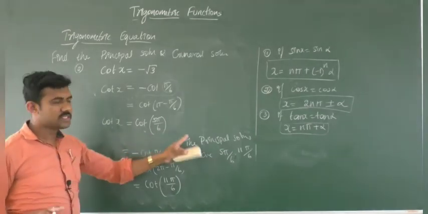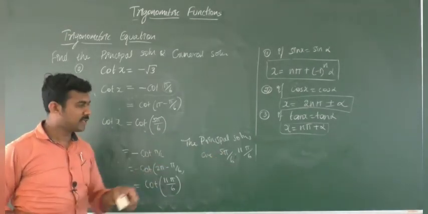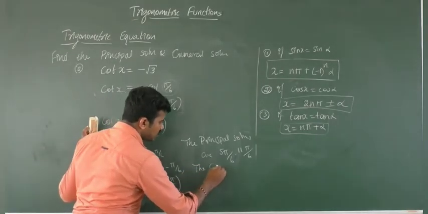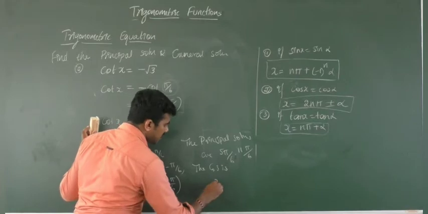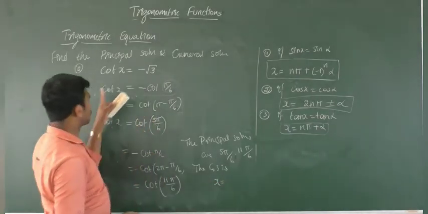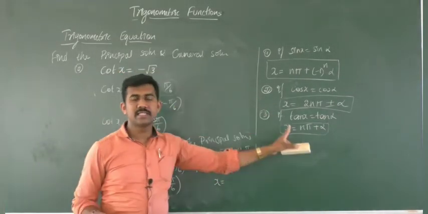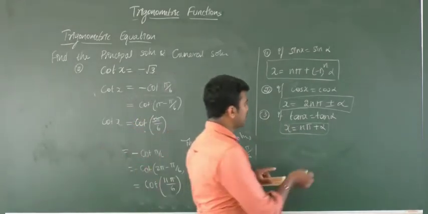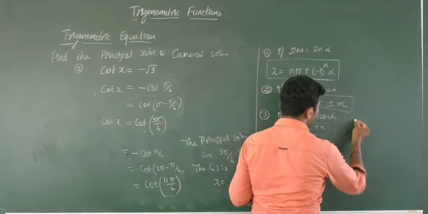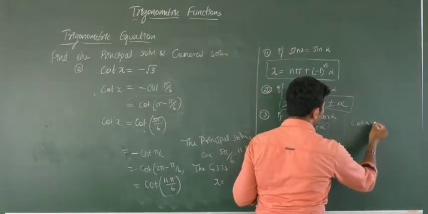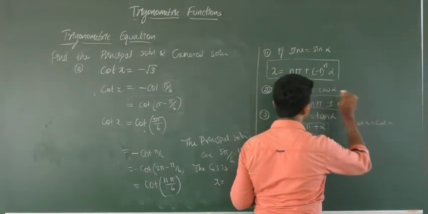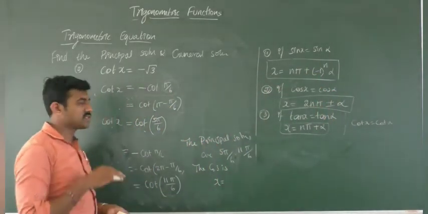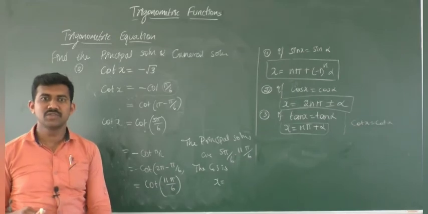Use any one principal solution. I will use 5 pi by 6 and write the general solution. Okay, the general solution is x is equal to, this is cot. Cot is nothing but the reciprocal of tan. So the same general solution applies for tan x is equal to tan alpha, as well as cot x is equal to cot alpha. The same in the case of sin and cos also. Okay, the reciprocal also has the same general solution.